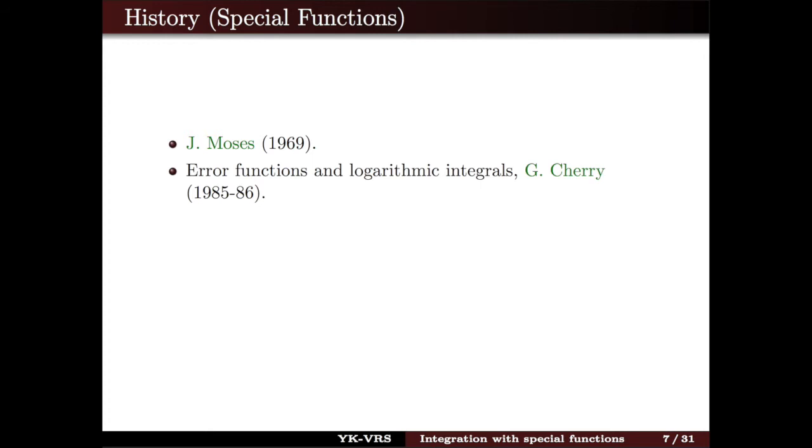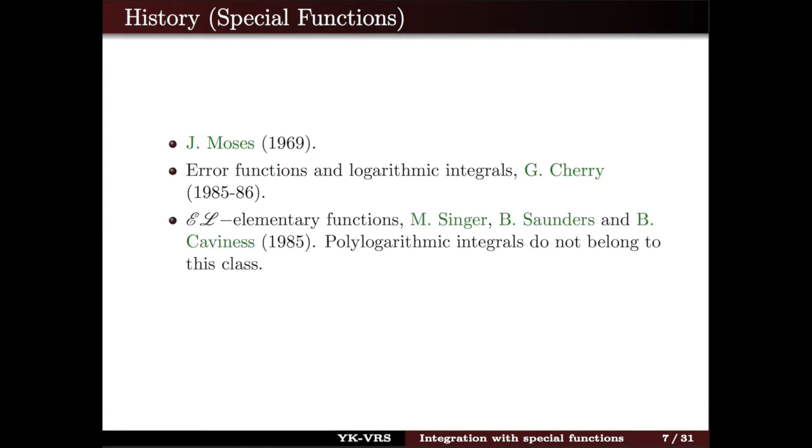Good, thank you. Later, I think Bronstein did something when he included the algebraic case. There is also a paper by Singer, Saunders, and Caviness. This is somewhat of an extension of the previous work. The error function, logarithmic integrals, all these are part of this class called EL, elementary functions. However, the polylogarithmic integrals were not included, and it was posed as a problem somewhere in the middle of the paper. And also some algorithm for the error function was mentioned in that paper, but not everything together, just the error function.